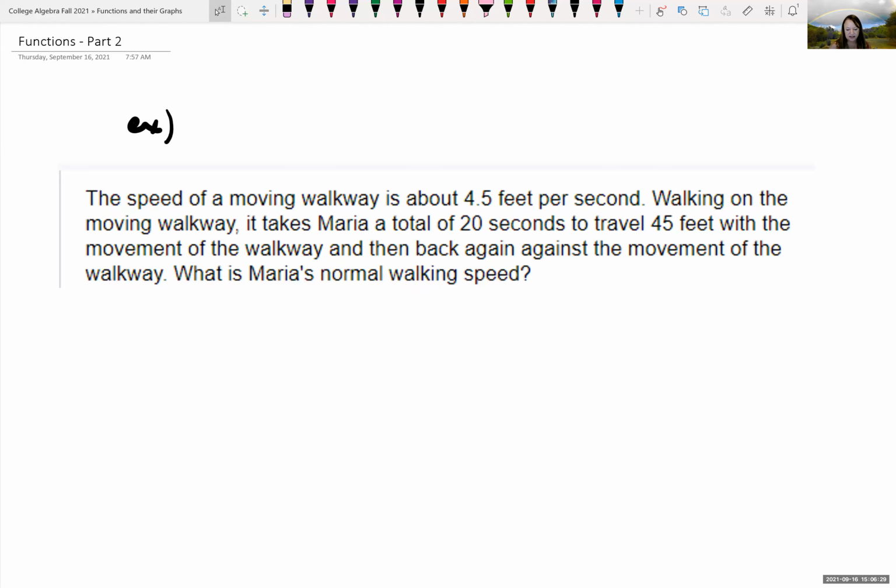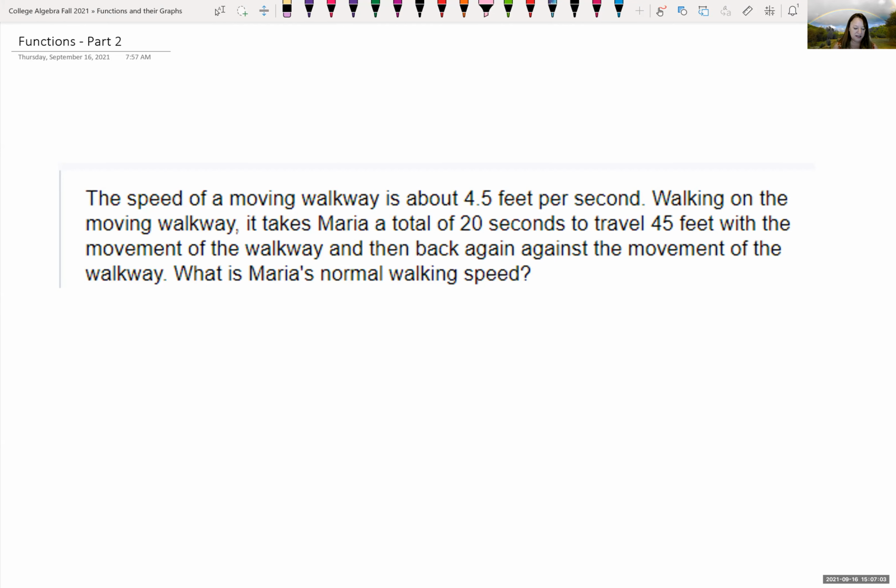Okay, so we have an example here that was on your last exam, the end of the chapter test on my math lab. And the problem states the speed of a moving walkway is about 4.5 feet per second. Walking on the moving walkway, it takes Maria a total of 20 seconds to travel 45 feet with the movement of the walkway and then back again against the movement of the walkway. What is Maria's normal walking speed?